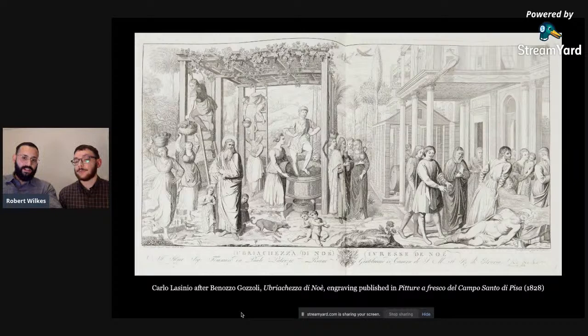And they therefore believed that these artists from before 1500 were working in a style which was more faithful to nature and which was lost after 1500 with Raphael.